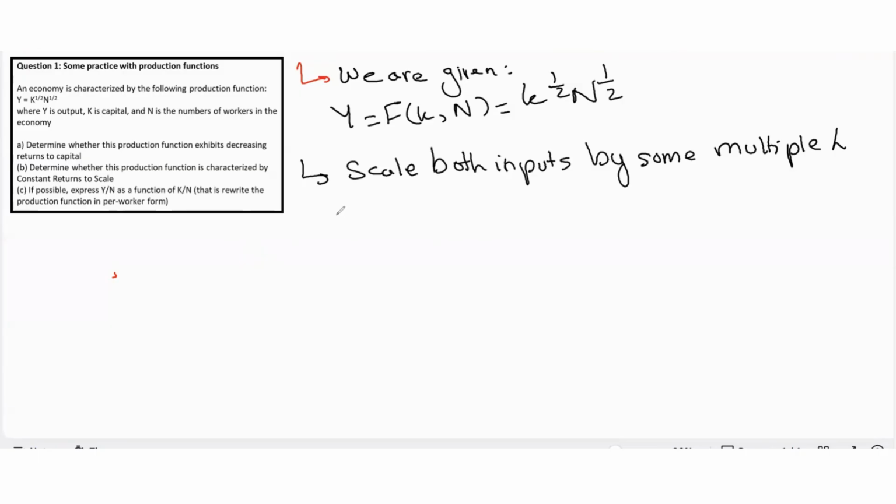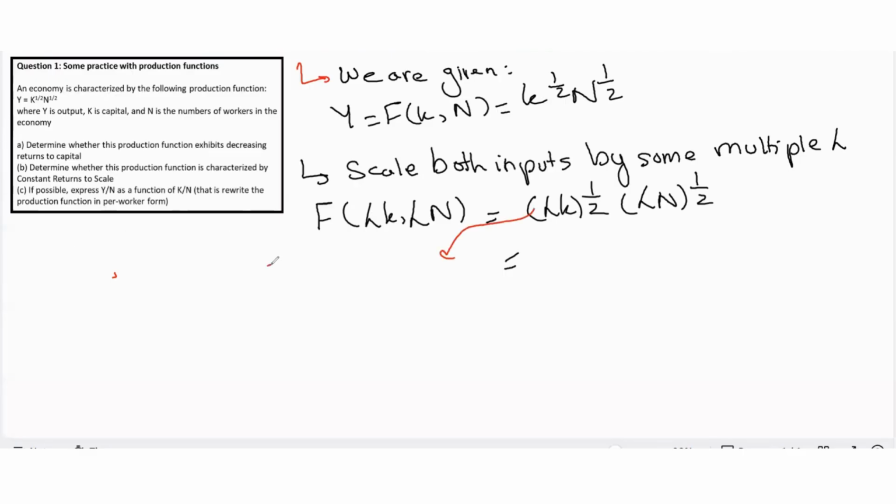When we change both inputs by some multiple lambda, K is being changed by lambda and N is being changed by lambda. So instead of K, I'm going to write lambda K over here, and instead of N, lambda N. Let's open the powers up. This is a rule of exponents: if you have (ab) to the power n, you can distribute the power over products.